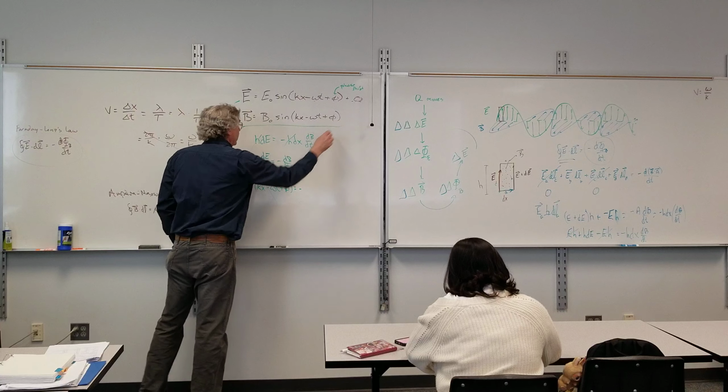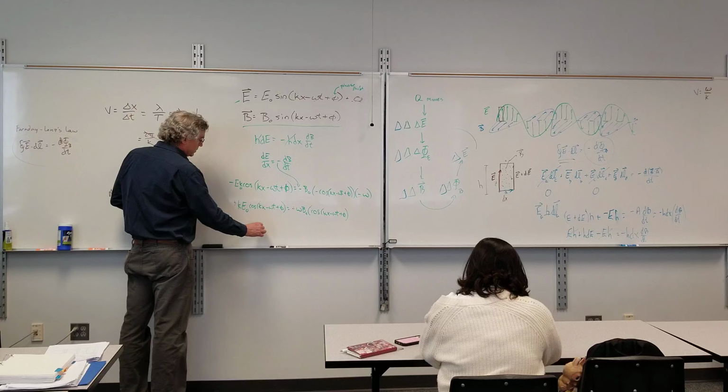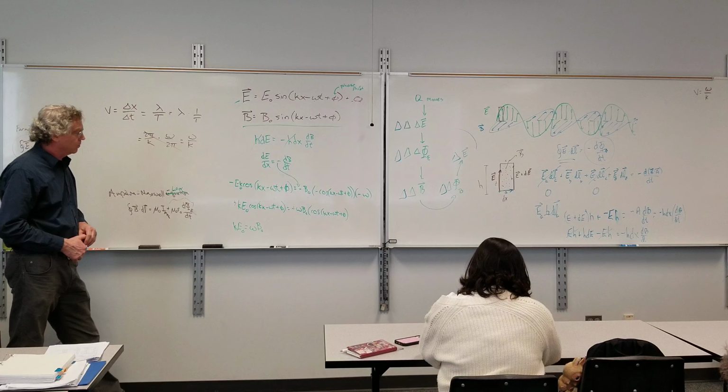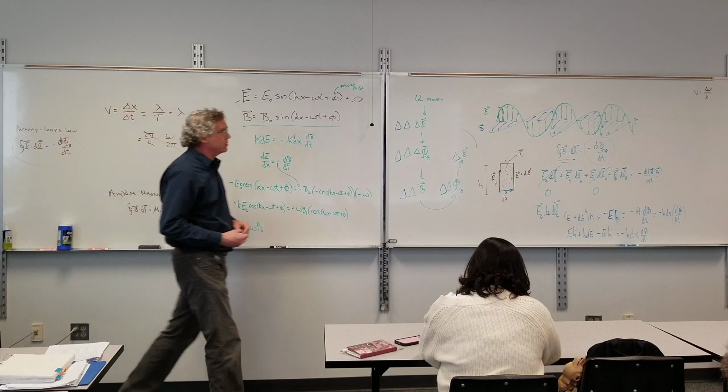So if this is always true, then the coefficients must be equal to each other. In other words, the wave number times the magnitude of the electric field must be equal to the angular frequency times the magnitude of the magnetic field. Manipulating just a little bit, I'm going to bring k over to the right and take B naught over to the left. And so I get omega over k equals E sub naught over B sub naught.